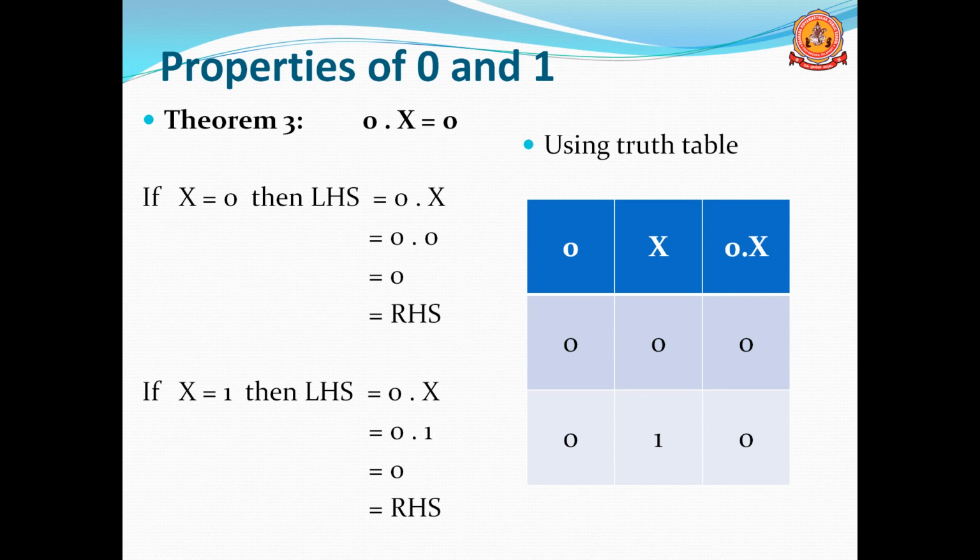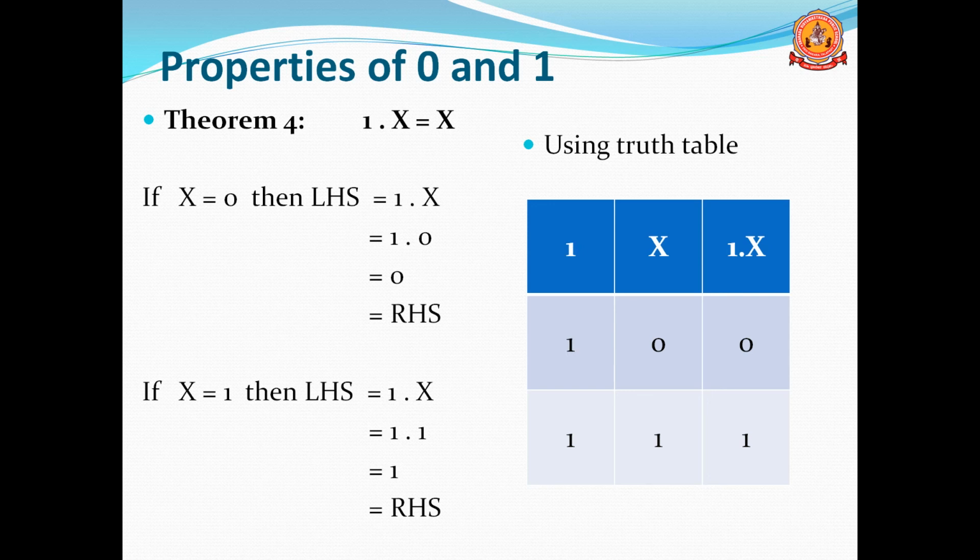Same here, if x is equal to 1, then the left hand side is 0 dot x, which is 0 dot 1 because x is equal to 1. 0 dot 1 will be 0. So output is always 0. If you look at the truth table with 0, x and 0 dot x, 0 dot 0 is 0 and 0 dot 1 output is 0. So the theorem is proved.